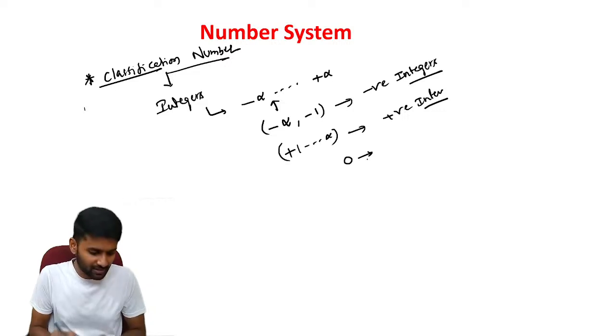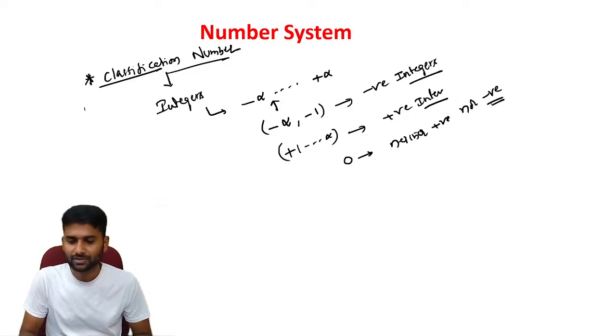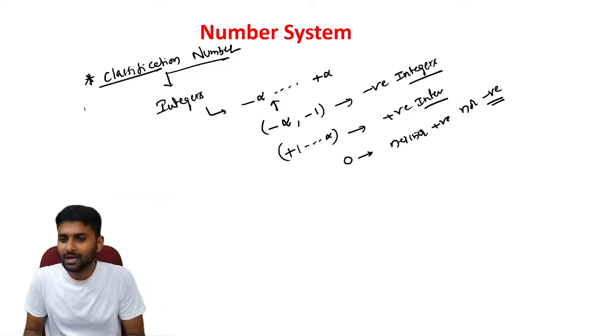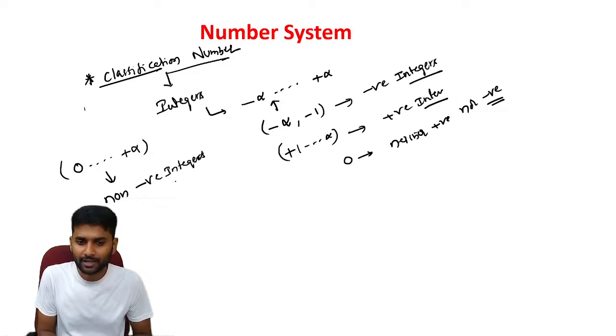Now remember this value, guys: 0 does not belong to the positive or the negative. That's why we say it is neither positive nor negative. So 0 belongs neither to the positive integers nor to the negative integers. But we have another terminology. If you include 0 to plus infinity, all these are called non-negative integers. And non-negative integers we can call whole numbers.